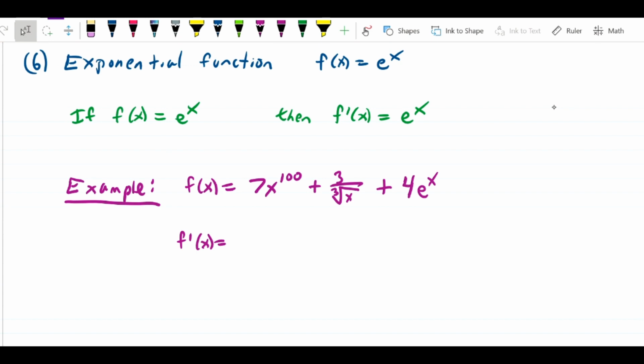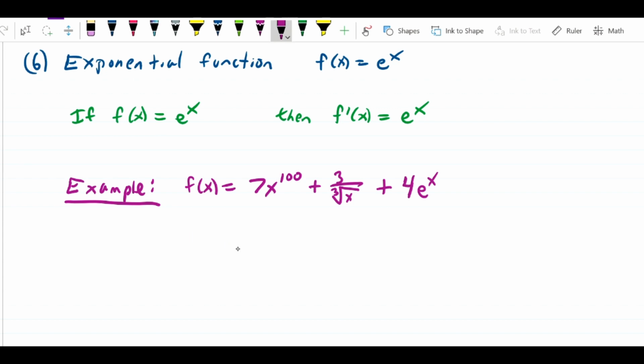Of course, there's no way to give an example with just the function f of x equals e to the x. What's its derivative? We already stated that up here. So let's use this fact as part of finding the derivative of another function. I have f of x equals 7x to the 100 plus 3 over the cube root of x plus 4e to the x. What is the derivative of that function?